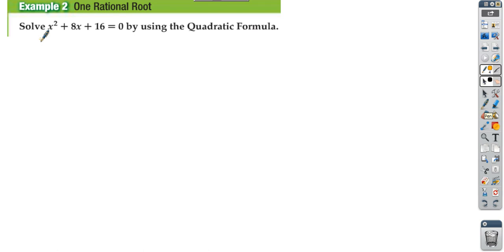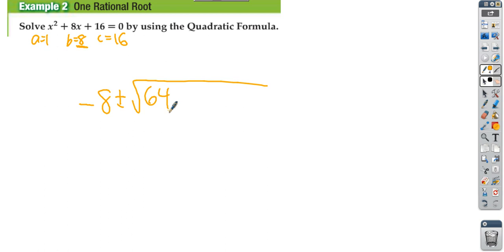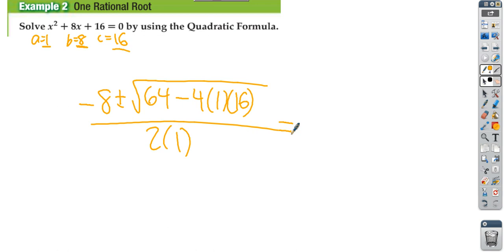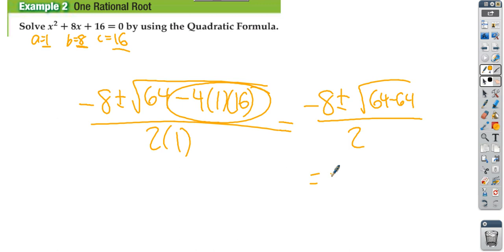So in this case, a would be 1, b would be 8, and c is 16. So negative b would be negative 8 plus or minus the square root of this number squared, 8 squared, which is 64, minus 4 times a is 1, times c is 16, all over 2 times a, 2 times 1. So let's simplify that. We get negative 8 plus or minus the square root of 64 minus 64, all over 2. That's going to be negative 8 plus or minus the square root of 0, and the square root of 0 is just 0.